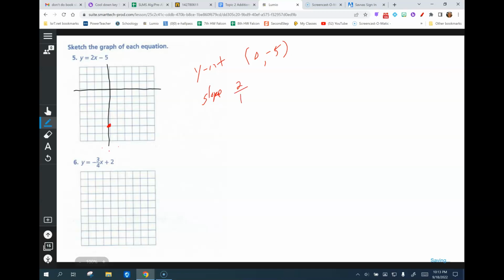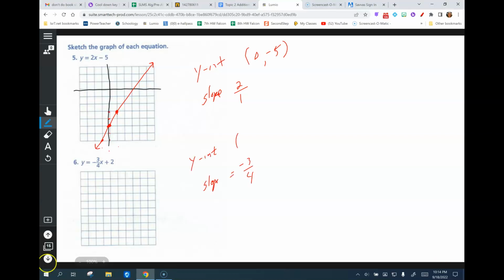So I'm going to start at my y-intercept. I'm going to go up 2. So 1, 2, and I'm going to go over 1. Okay? Then I can go down 2 and over 1 to the left. And here's my line. Okay? Good. Try this number 6 on your own.